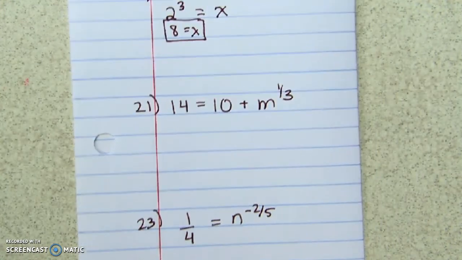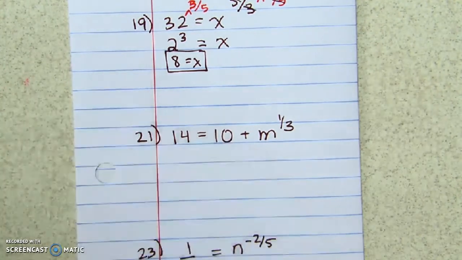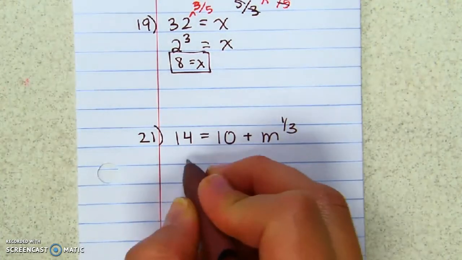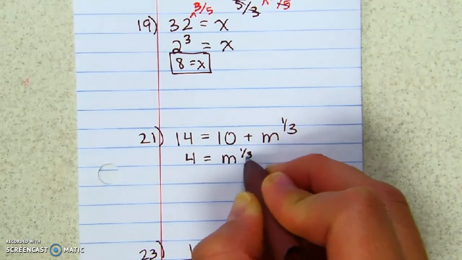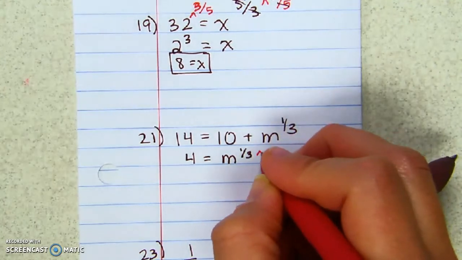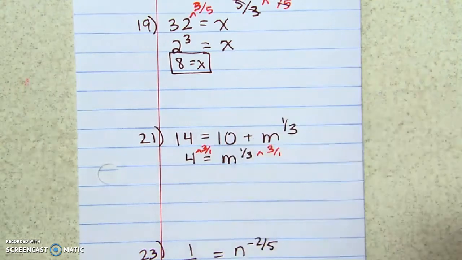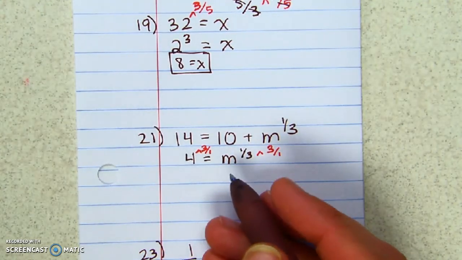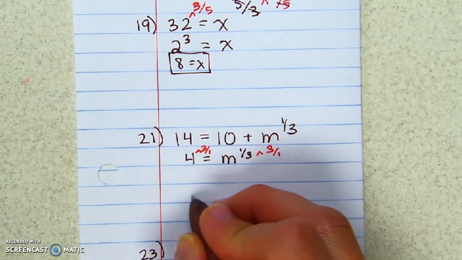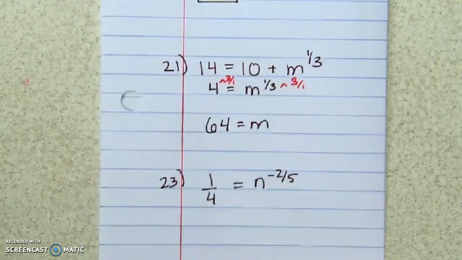I'm rushing. Okay, isolate the base. Do you see how it says m plus 10? So we have to subtract 10. What's 14 minus 10? 4. I'm not showing all the work I did at the beginning of the video. Now we're going to do reciprocal power. This just looks like 4 cubed, right? 3 divided by 1 is 3. So I have 4 to the power of 3. 4 times 4 times 4. I think that's 64. You know, it's Friday. I'm ready for the weekend.